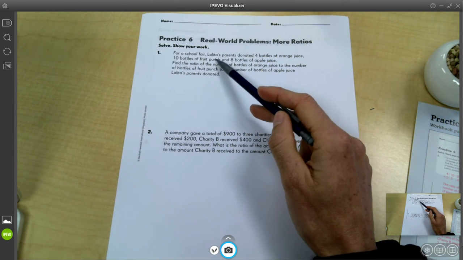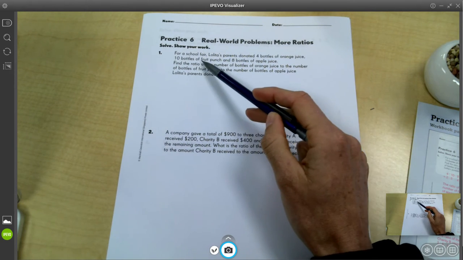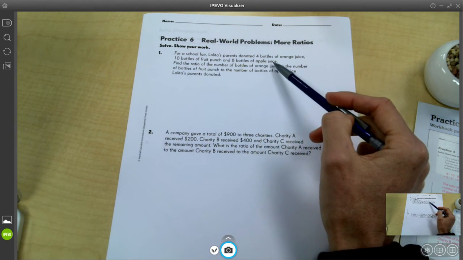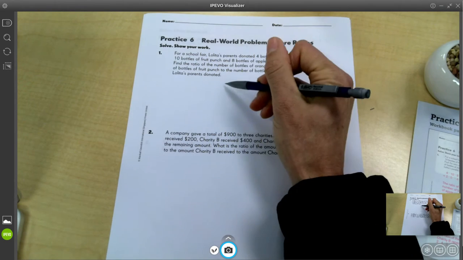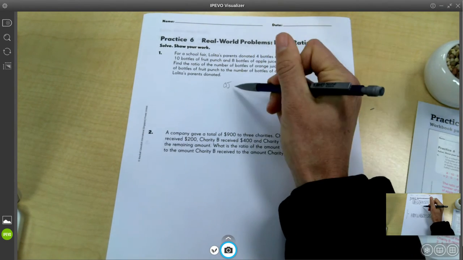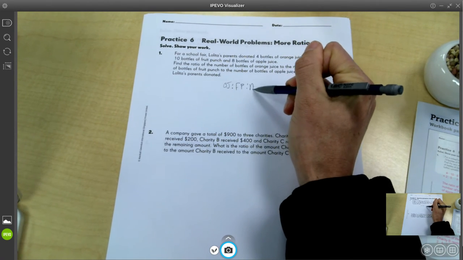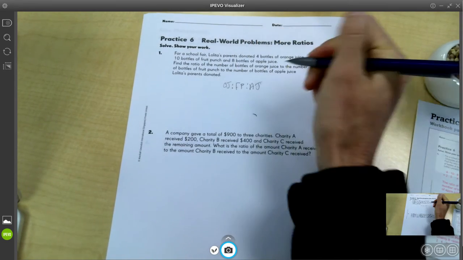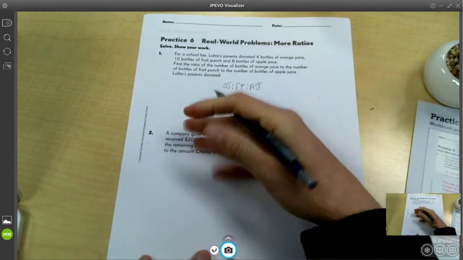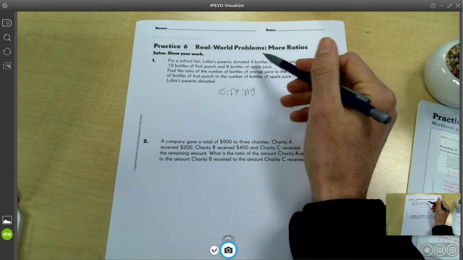For school fair, Lolita's parents donated 4 bottles of orange juice, 10 bottles of fruit punch, and 8 bottles of apple juice. Find the ratio of the number of bottles of orange juice to the number of bottles of fruit punch to the number of bottles of apple juice. All right, I've done my labels as I was doing my problem. You might want to read the problem first and then go back and do the labels to make sure I have them in the right order.